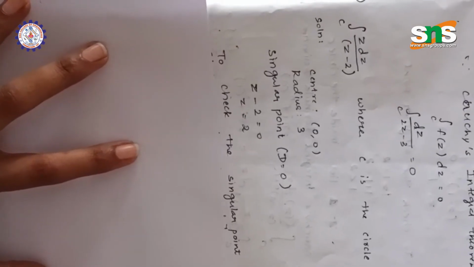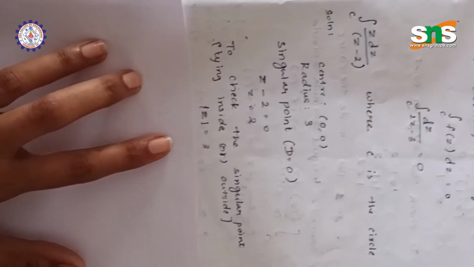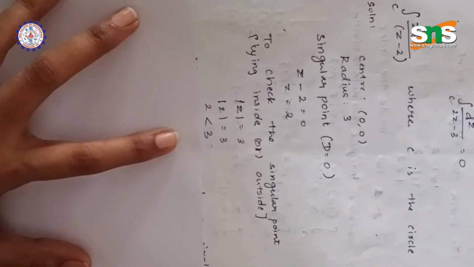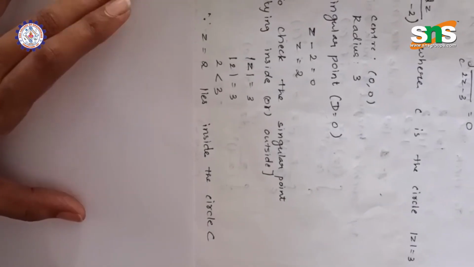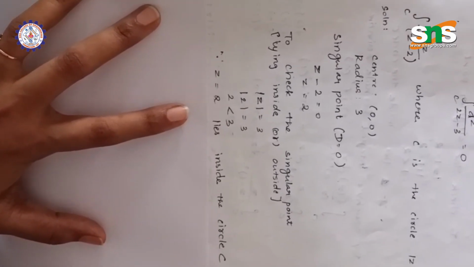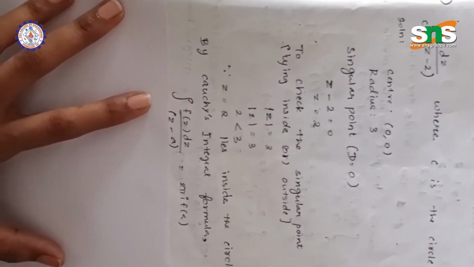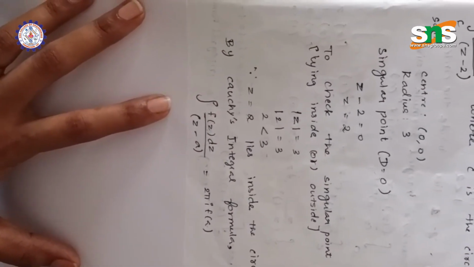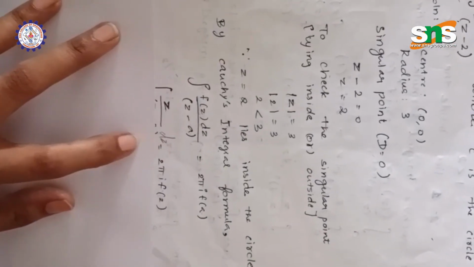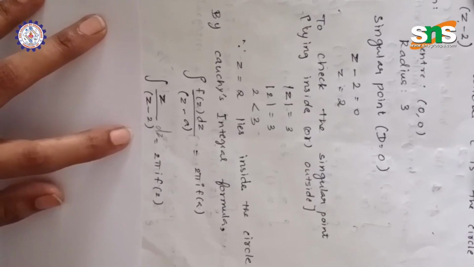Now check whether the singular point lies inside or outside the circle C. The given region is mod z is equal to 3 and our point is 2. So 2 is less than 3. Clearly z equal to 2 lies inside the circle C. So here we can't use Cauchy's integral theorem. We use Cauchy's integral formula: integral over C f of z dz divided by z minus a is equal to 2 pi i into f of a. Here a is the singular point. So substitute a is equal to 2 in the above equation.